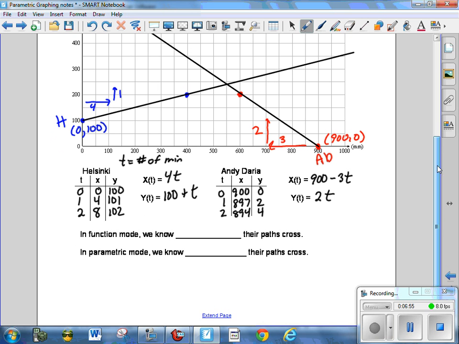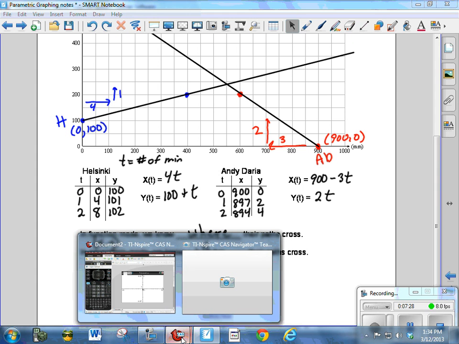Now in function mode, we look at this, and we're talking about x, y. We know where their paths cross. In parametric mode, where we have t, x, y, we know when their paths cross. So let's put this on the calculator and see what happens when we check out the graph.